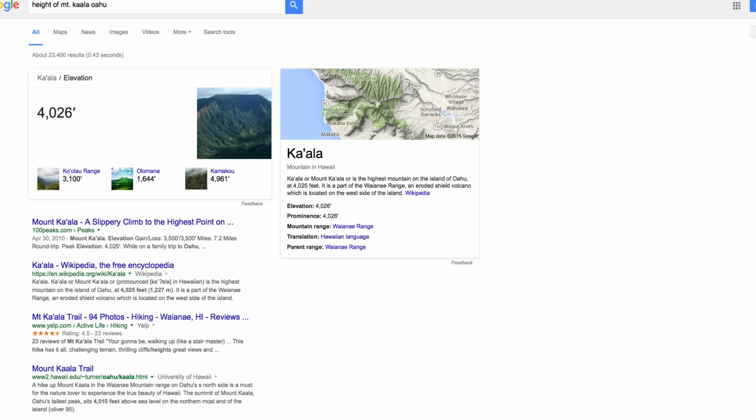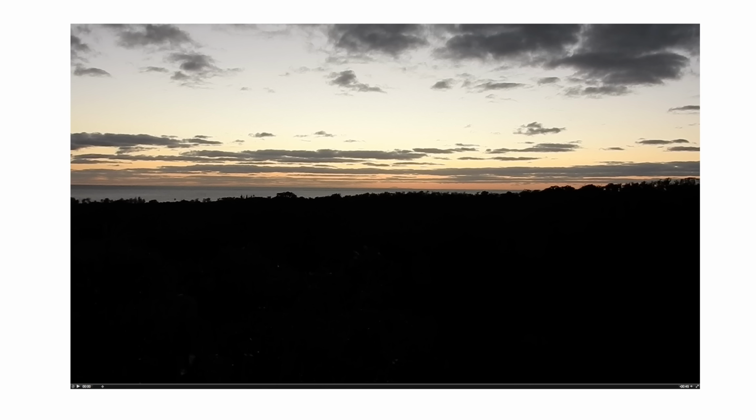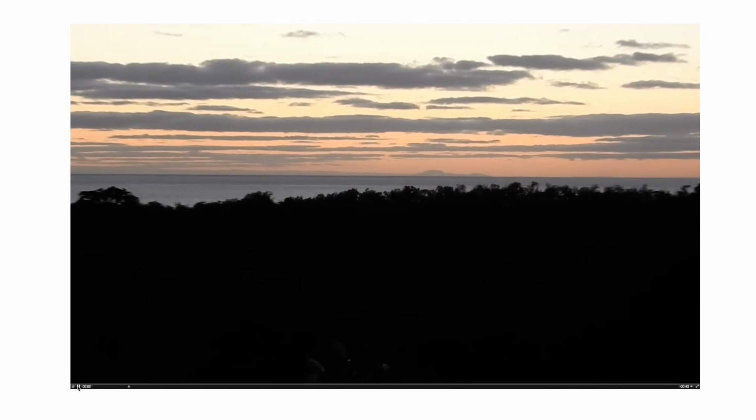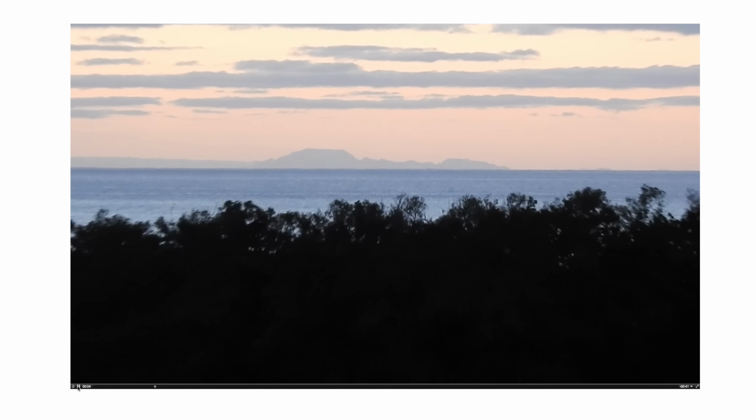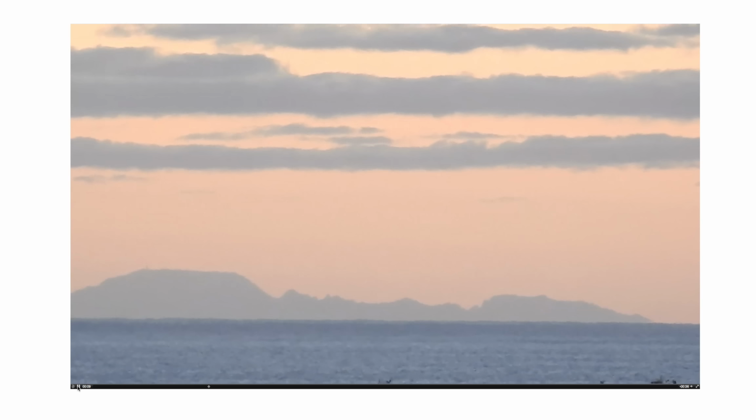The highest point on Oahu is Mount Ka'ala, 4,026 feet in elevation. Here's another picture of Ka'ala. Now here is a shot that I took early in the morning. You can clearly see Oahu off in the distance. Remember, this is about 100 miles away. This is taken from the Wailua River State Park. There's an overlook here.